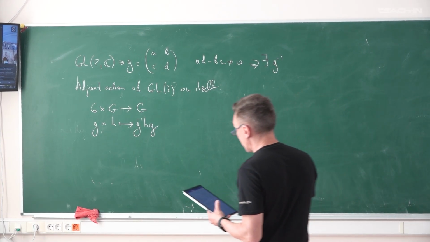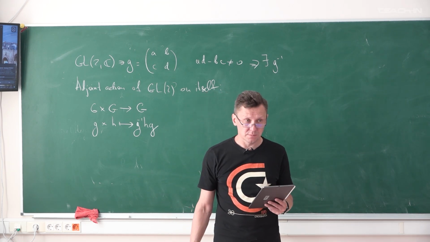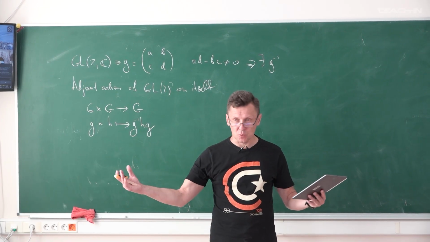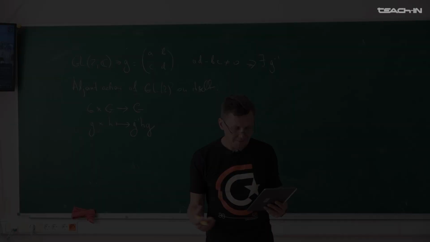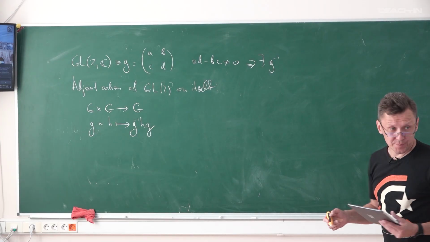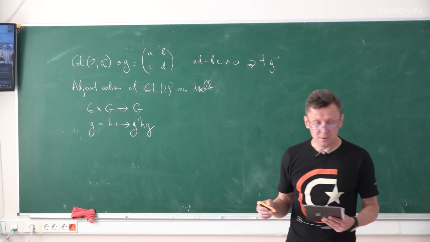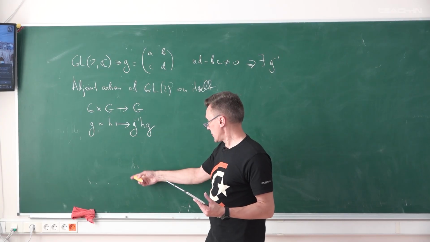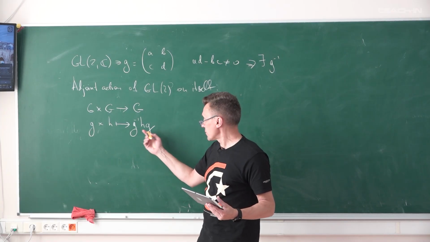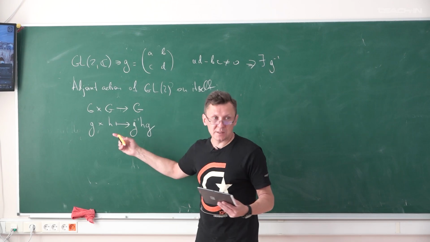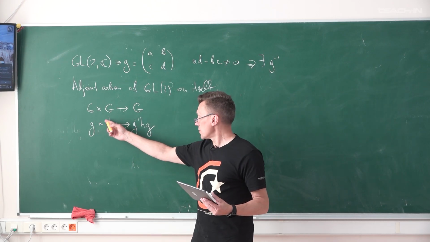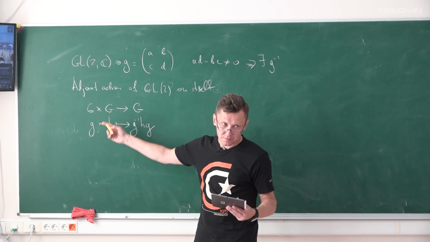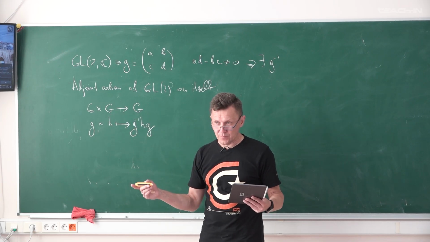Do you remember what is an action of a group on a set? What is there to demonstrate? Isn't it already an adjoint action? This is an adjoint action, but it's the statement. What is there to prove to demonstrate that it is an action of the group on the set?